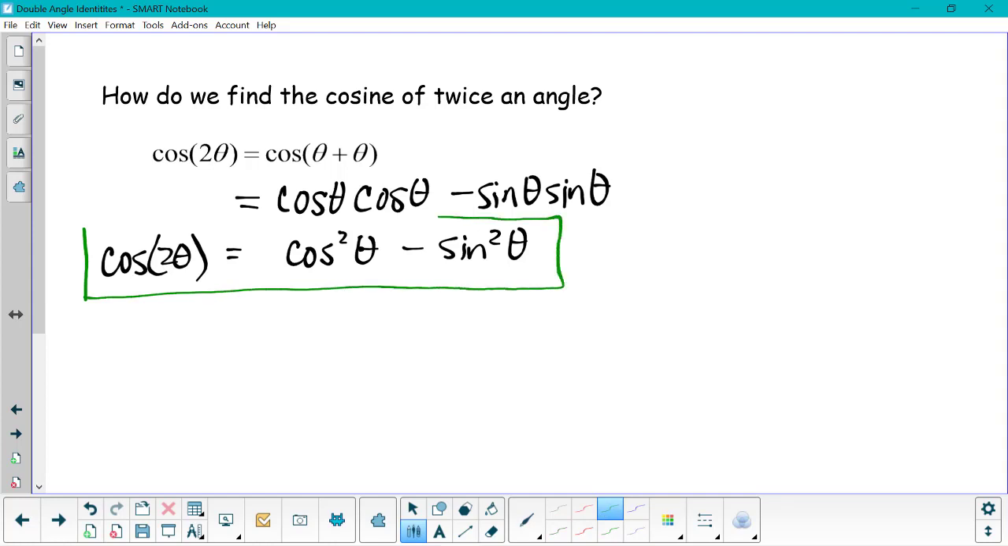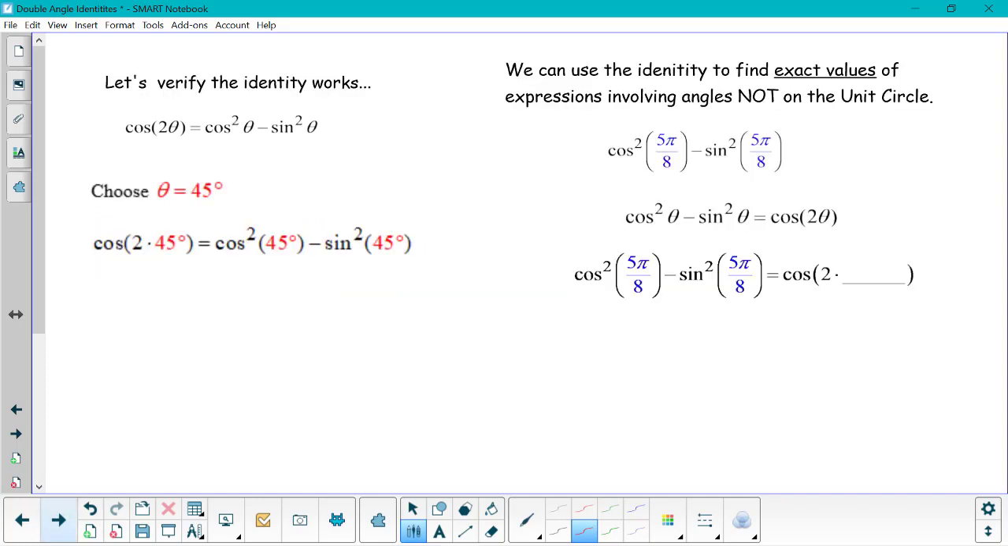Now, be careful. This looks so much like a Pythagorean identity. However, it is a difference. The Pythagorean identity, remember, is a sum. Okay? So let's check to make sure this one works.